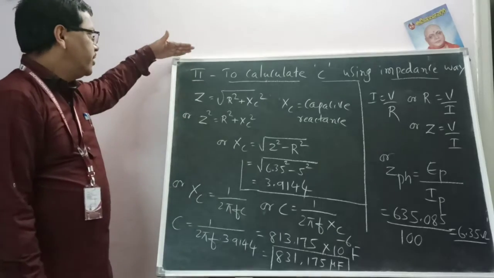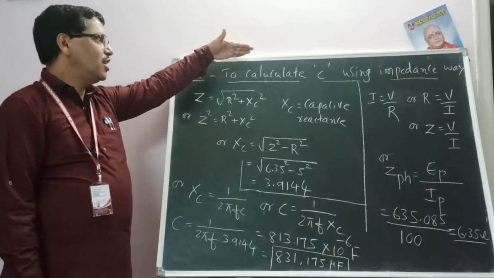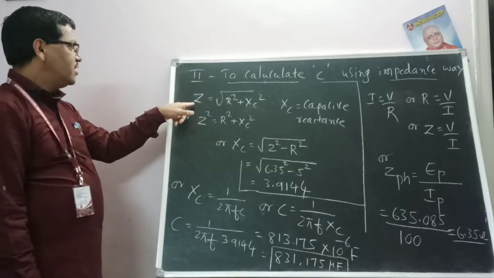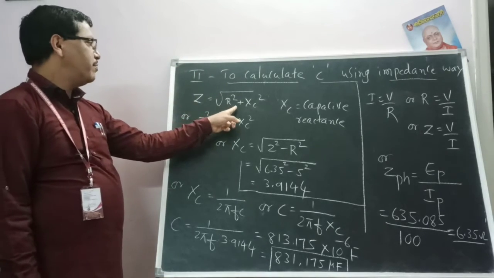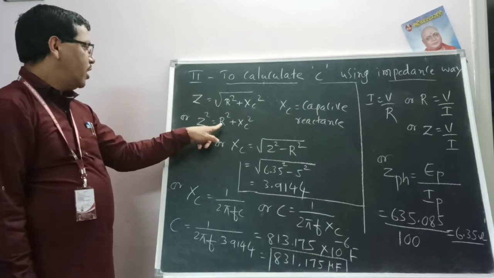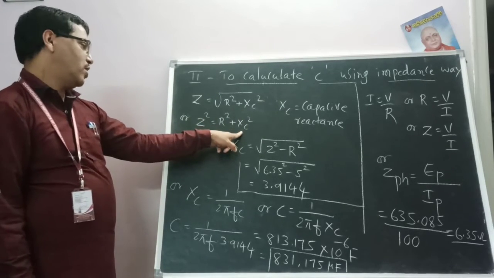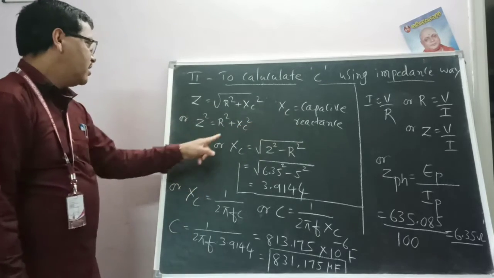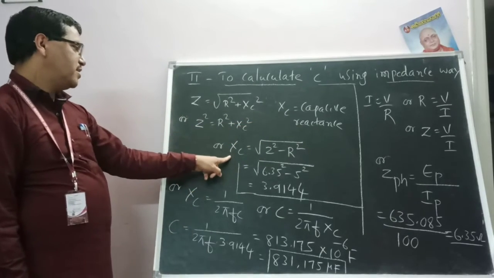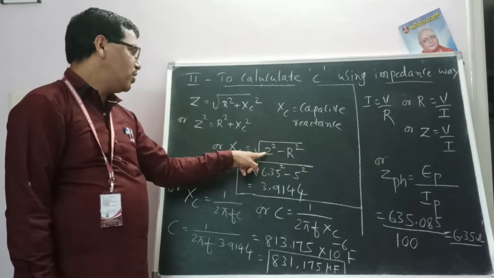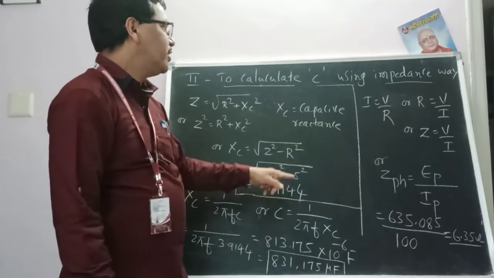Now we need to calculate C with the help of impedance. We already know that Z is equal to root of R squared plus XC squared, or Z squared is equal to R squared plus XC squared. XC is called capacitive reactance. So XC is equal to root of Z squared minus R squared. We want the value of Z. How do we need to calculate Z?